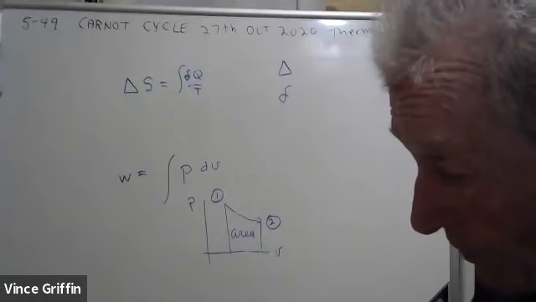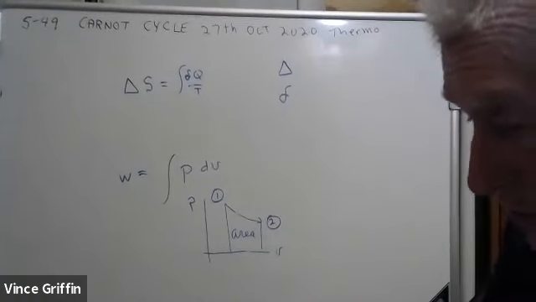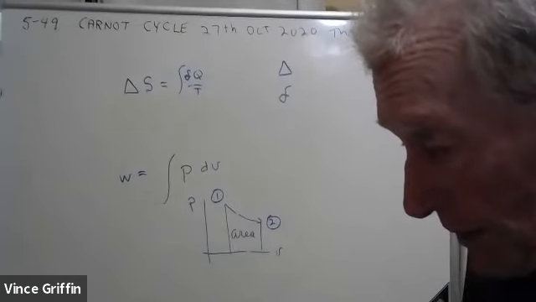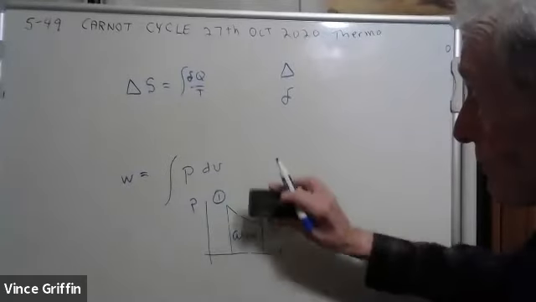You have to have a process. Same with heat transfer. You don't have a heat at state 1 and a heat at state 2. It's not a property. I don't know if any of that made sense, but I'm trying my best here.